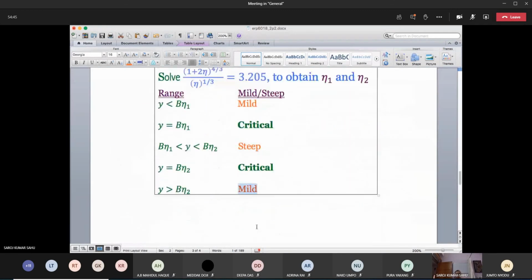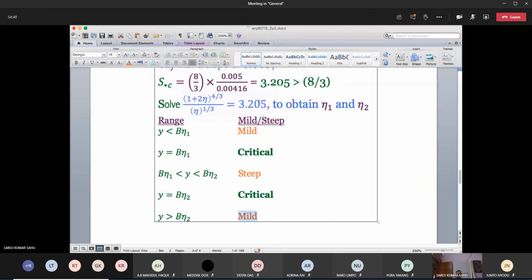So you have this particular thing after evaluating eta 1, eta 2. You can say this way the slope will be mild or steep or critical. Next class maybe we will be doing one such example where eta 1, eta 2 will be evaluated.